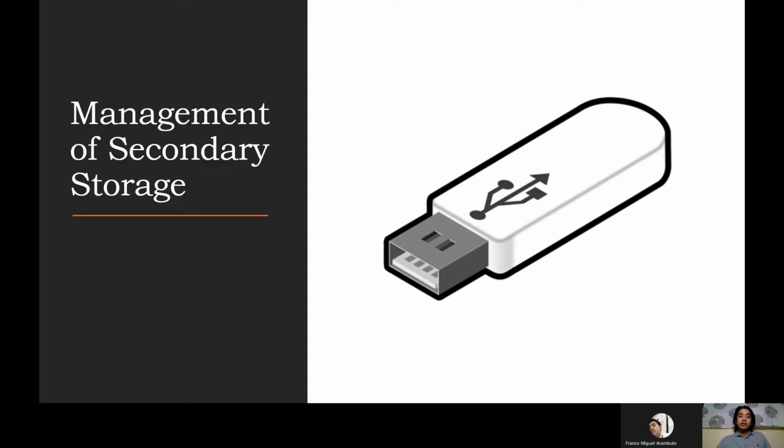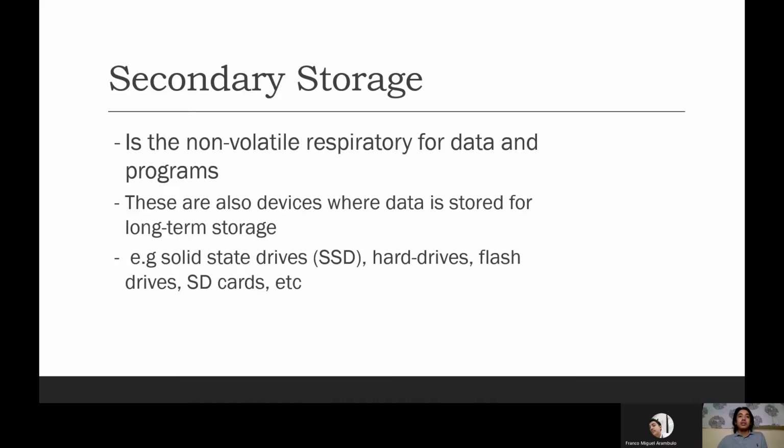So next, moving on, the next topic, the second objective is management of secondary storage. First, let me explain what secondary storage is. So secondary storage is the non-volatile repository for data and programs. And as a part of an operating system, the file system manages this information on secondary storage. These are also located in the devices where data is stored for long-term storage. It is anything outside the primary storage.